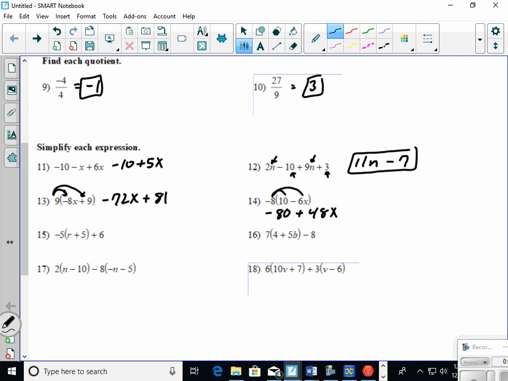15. Distribute the negative 5 first. Negative 5 times r is negative 5r. Negative 5 times 5 is going to be negative 25. And we've got plus 6. The negative 5r doesn't have anything to combine with, but negative 25 and 6 we can combine. So we end up with negative 5r minus 19.